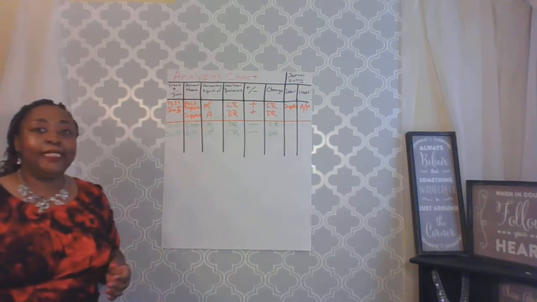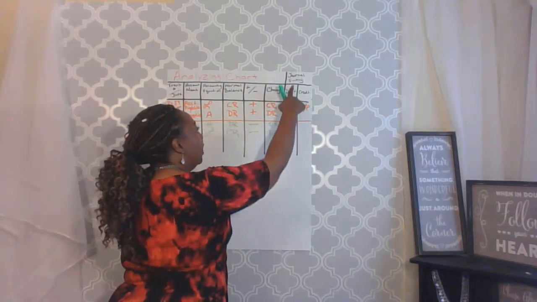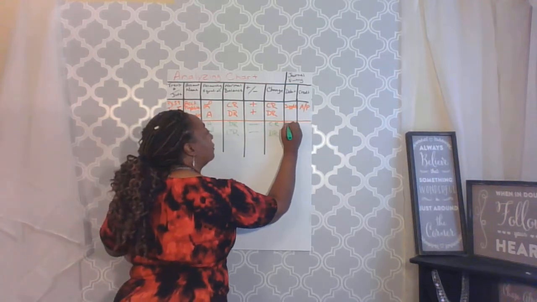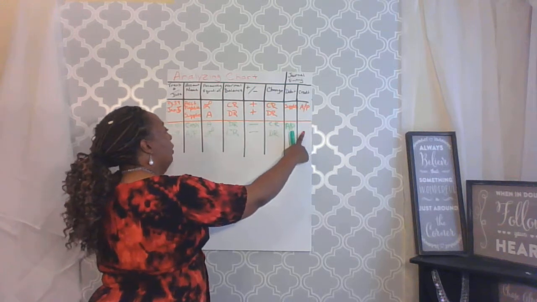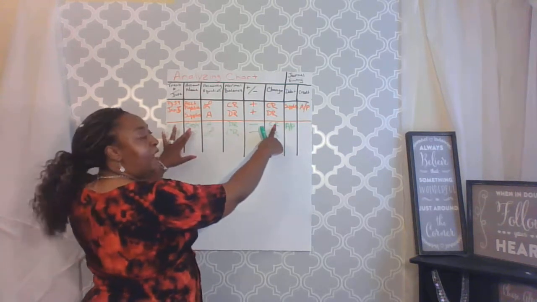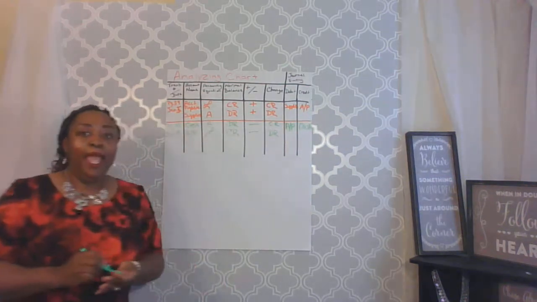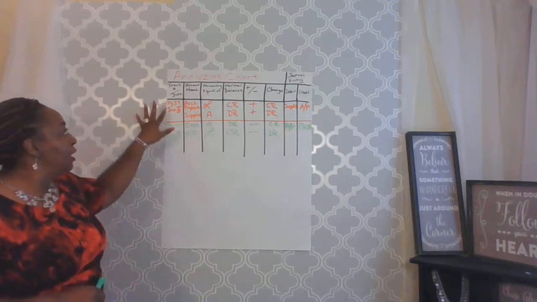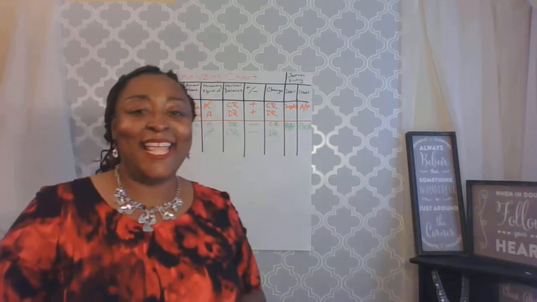So what account do we debit? We debit accounts payable based off this. What do we credit? We look here, we credit cash. And that is how you analyze those two transactions. Thank you.